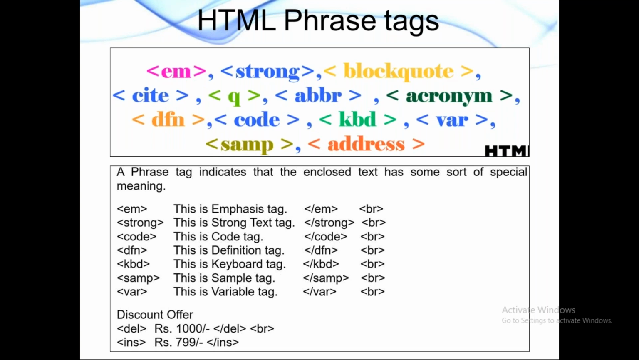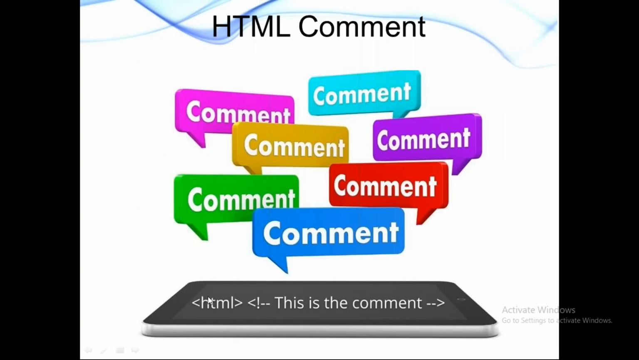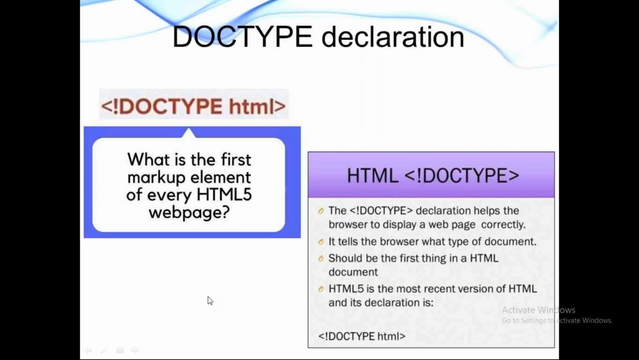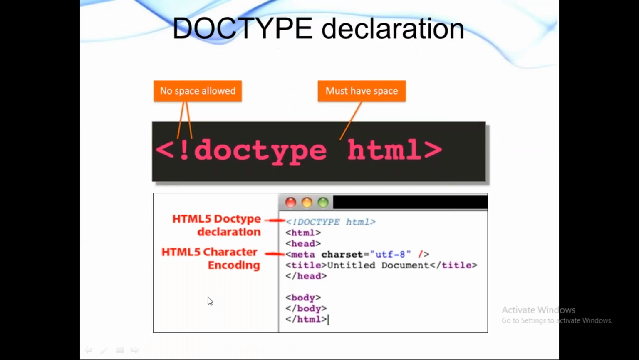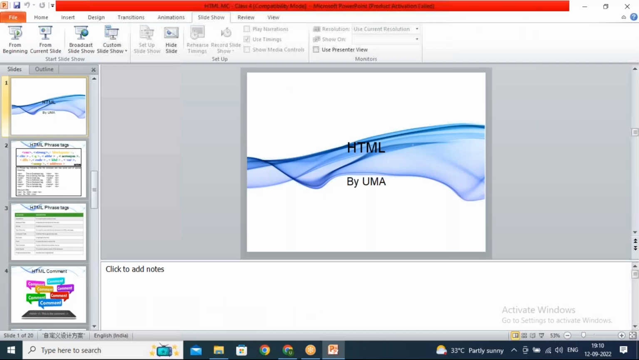Then the other phrase tags you have are code. The code phrase tag indicates that the content within it is programming language code. For example, when I want to display some PHP code or Java code in an HTML page, I can put it in this code tag. Then DFN, which is definition, keyboard, etc. Then we have seen how to give comments in HTML and in CSS. Okay, fine. So now let's look at the phrase tags.